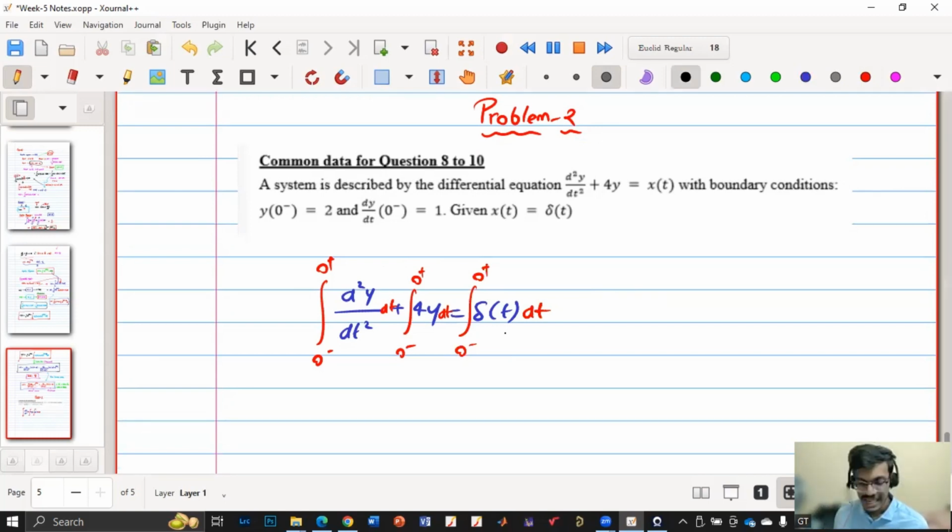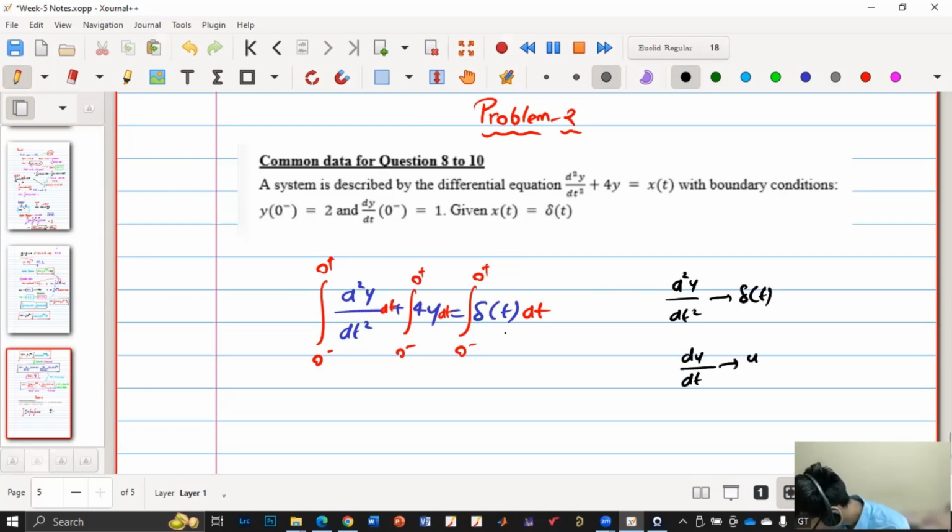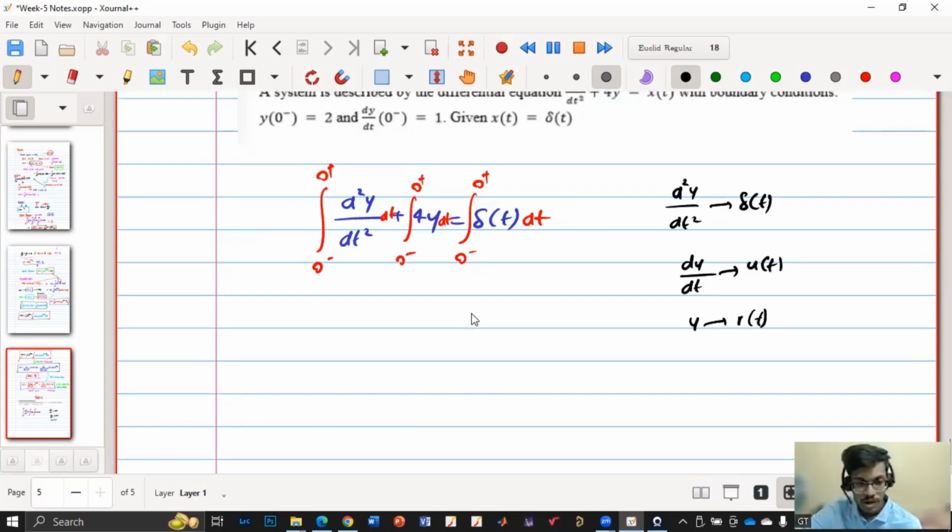If we have a second order equation, and x of t is delta t, then d square y by dt square is delta t. So d square y by dt square will have the delta t characteristics, dy by dt will have the characteristics of u of t, and y will have the characteristics of r of t. Then the integration of y will be continuous, so again this term will become 0. I hope you are understanding what I'm trying to say. Why is this term 0? Because it is a continuous function, so the 0 plus and 0 minus values will be the same, so it will automatically be 0.